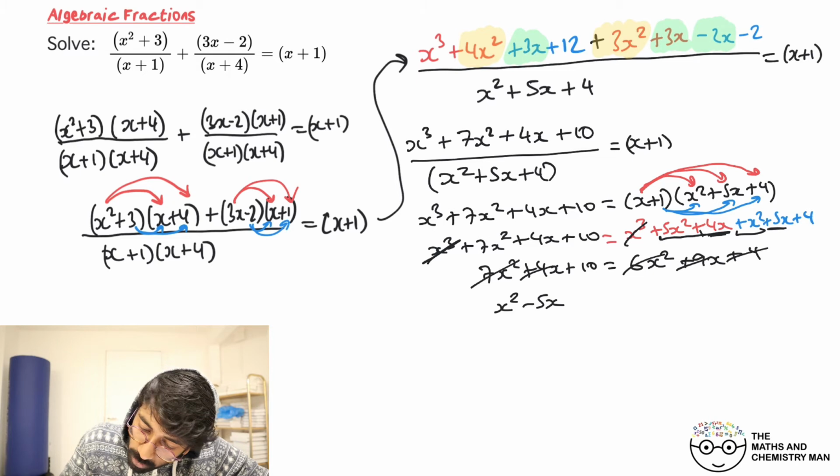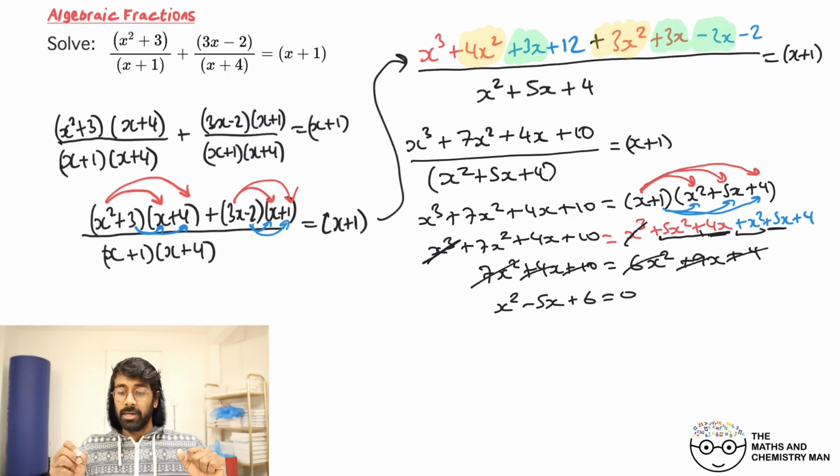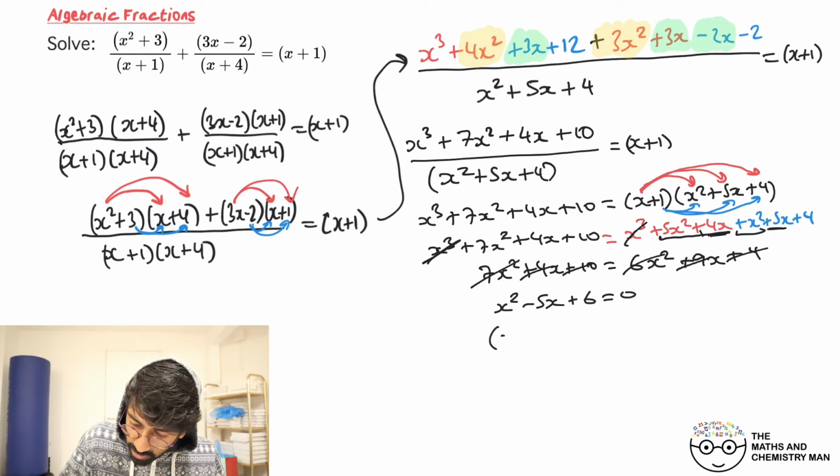And then bring that 4 over to this side as well. That would be plus 6 is equal to 0. Okay, so now that looks like something we can factorize.